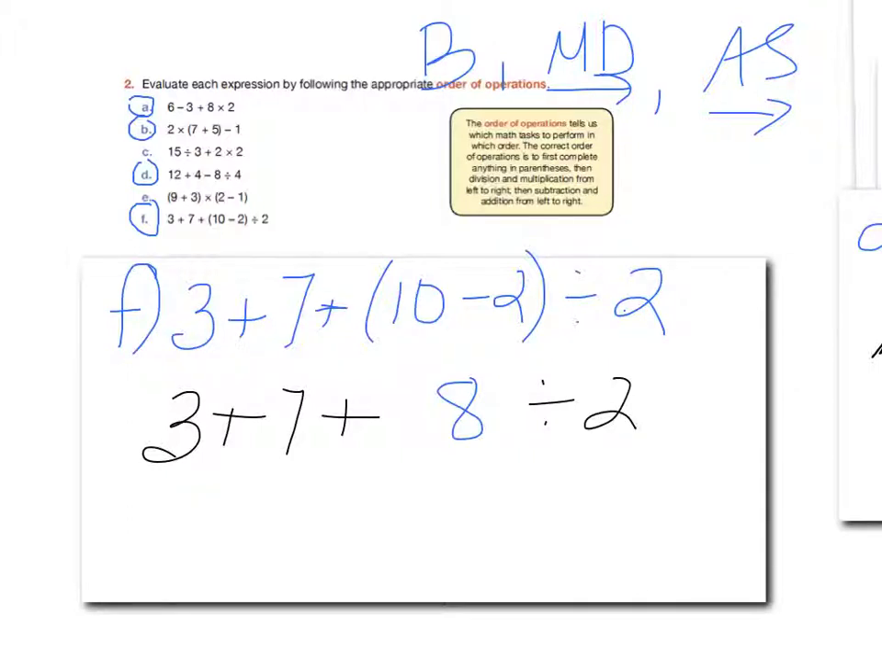Now we look again. Okay, multiplying and dividing left to right. No multiplying, but there is dividing, so we have to do that part next. 8 divided by 2 is 4. Bring down what's left. 3 plus 7 plus 4 is our new equation. Adding and subtracting from left to right, no problem. It's all adding left to right. 3 plus 7 is 10 plus 4 is 14.